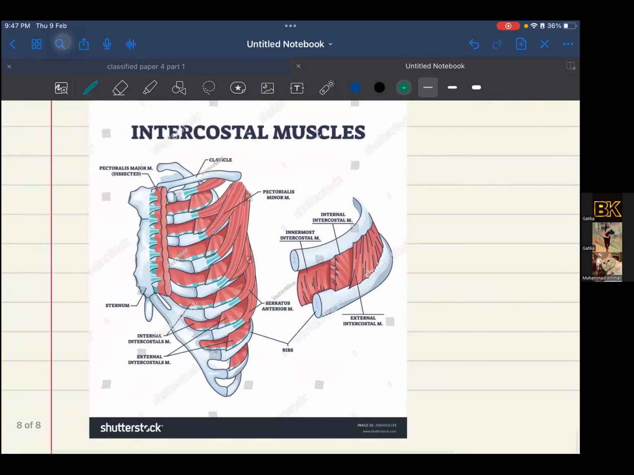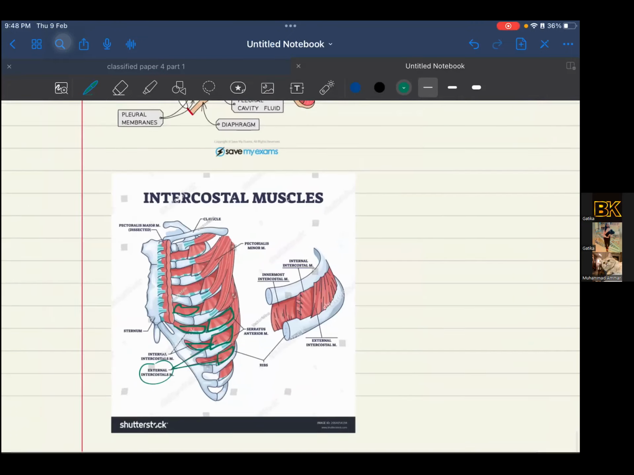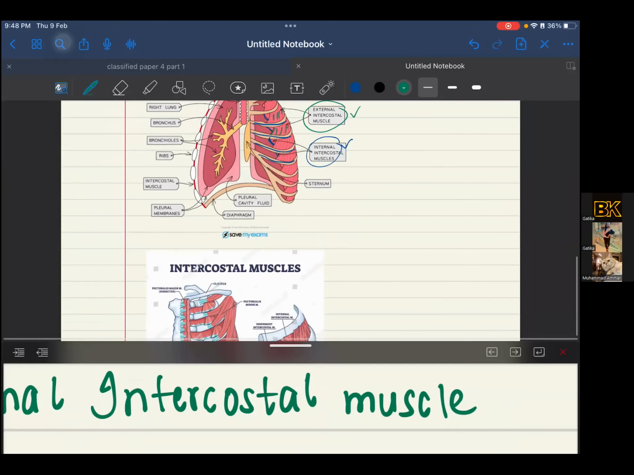In this picture, these are the external intercostal muscles on the outside. And these ones right here inside, the pink ones, basically inside the rib cage, they are the internal intercostal muscles. Don't look at any other thing, just the muscles.